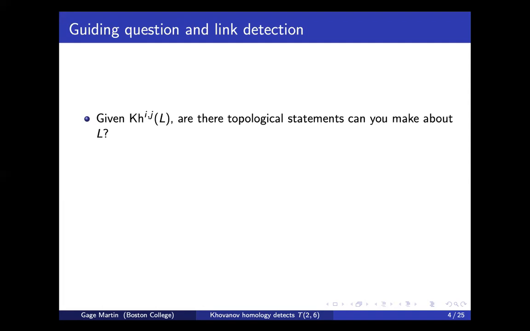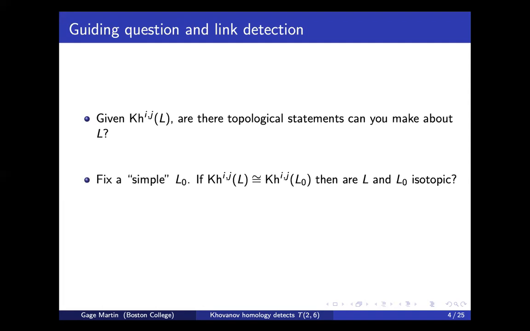Trying to answer this question is really getting at what sort of topological information is contained in the Khovanov homology of a link. An example of this type of question would be: say I fix a specific simple link L0. If I knew that the Khovanov homology of L is isomorphic to the Khovanov homology of L0, would I actually know that my link L really is the link L0, that is, isotopic to it? If this is true, then we'd say that Khovanov homology detects the link L0.